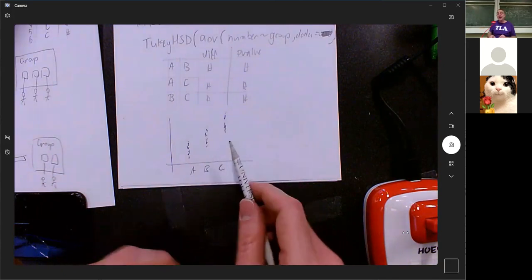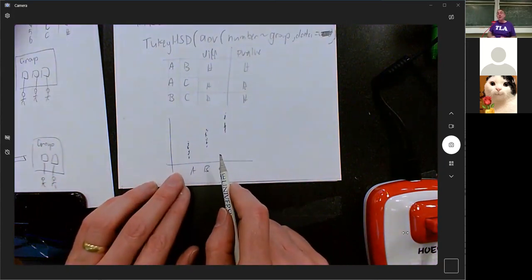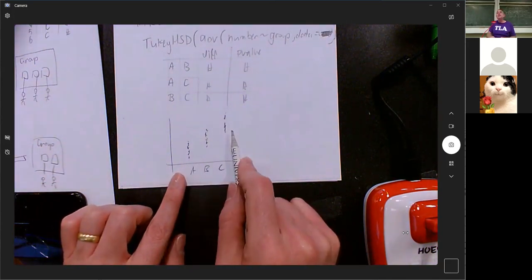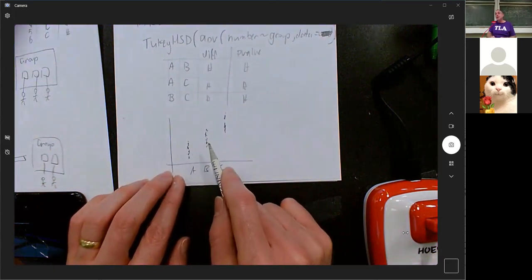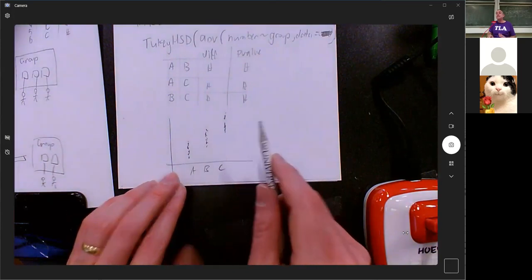But what this would be saying is that if you want to have a difference, you're going to have to switch from A to C. Switching from A to B isn't going to be observably different, but switching from A to C will be. So, yeah.